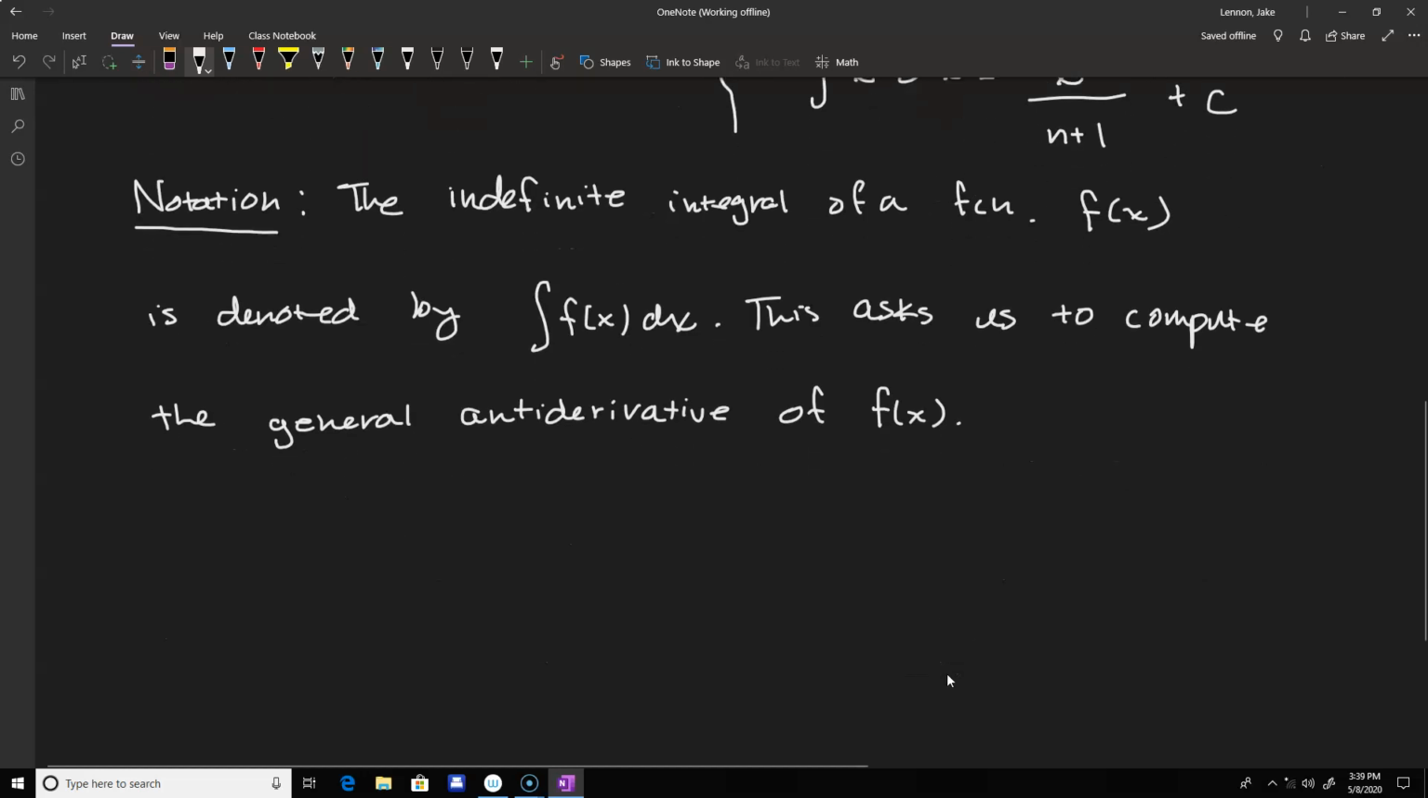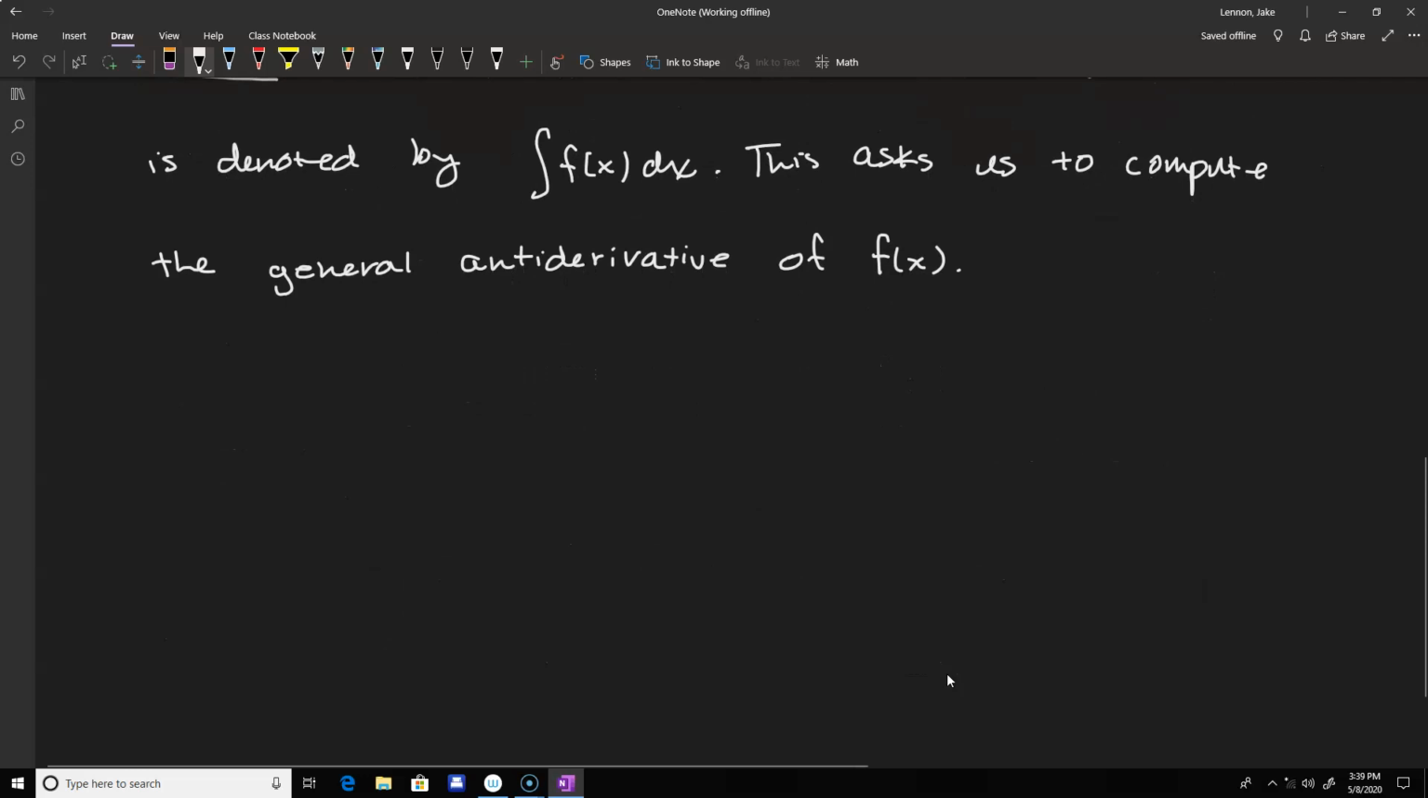Okay, so let's look at just some examples with these polynomials, or technically they're not even polynomials. We can do it with any power function, so basically x to any power, except for one special case. But let's look at some examples. So we'll just say compute each indefinite integral.